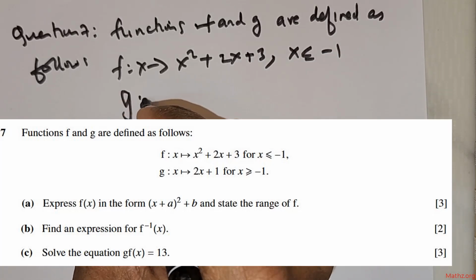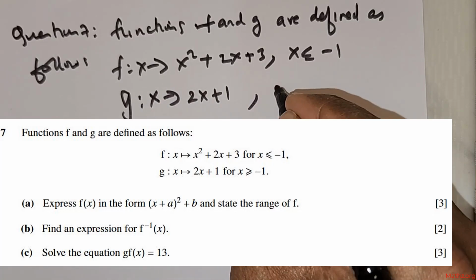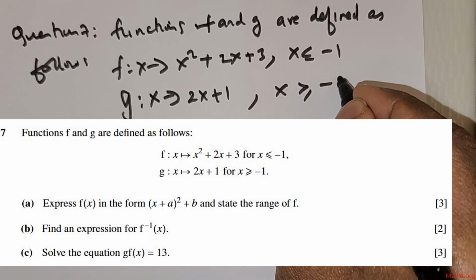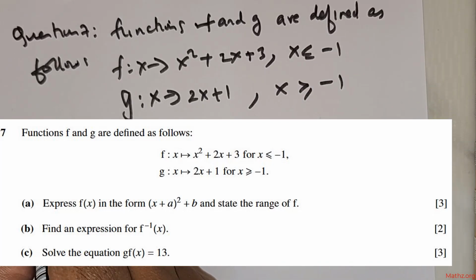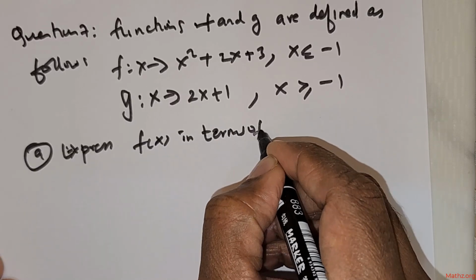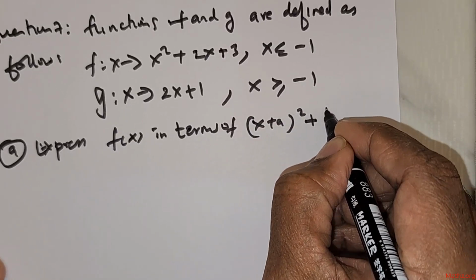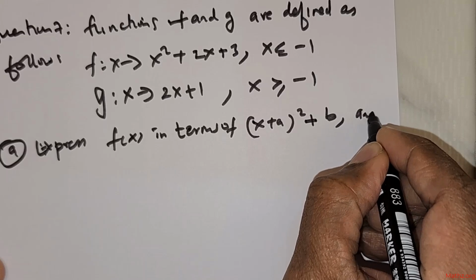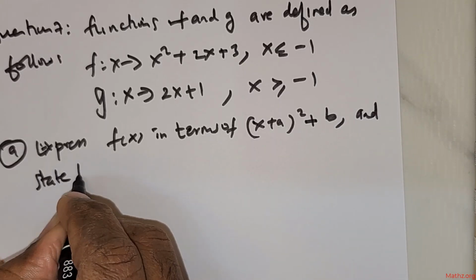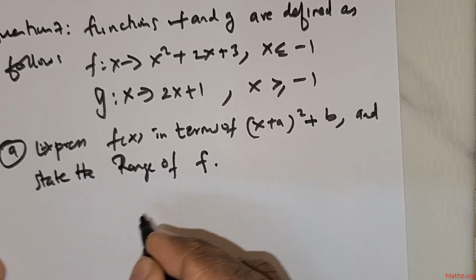negative 1, and you have another function g that is heading from x to x plus 1 with x greater than or equal to negative 1. Now we are asked to express f of x in terms of x plus a raised to the power of 2 plus b and state the range of the function. That is one question.